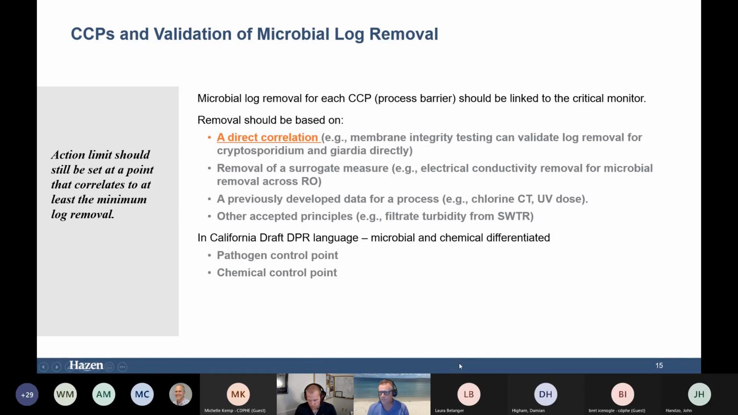it's not a direct correlation. Sometimes we use it from previously developed data, so we rely on things like CT tables for chlorine or doses from UV systems based on established guidelines. And then there are sometimes other accepted principles, like taking some of the rules from the surface water treatment rules for conventional filtration, for example. And I mentioned earlier that in the California draft DPR language, they have parsed out the difference between microbial and chemical, between pathogen control and chemical control.